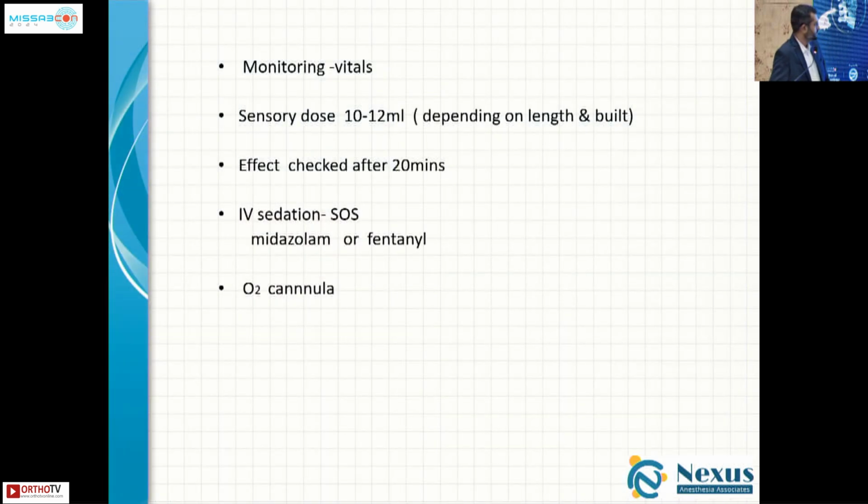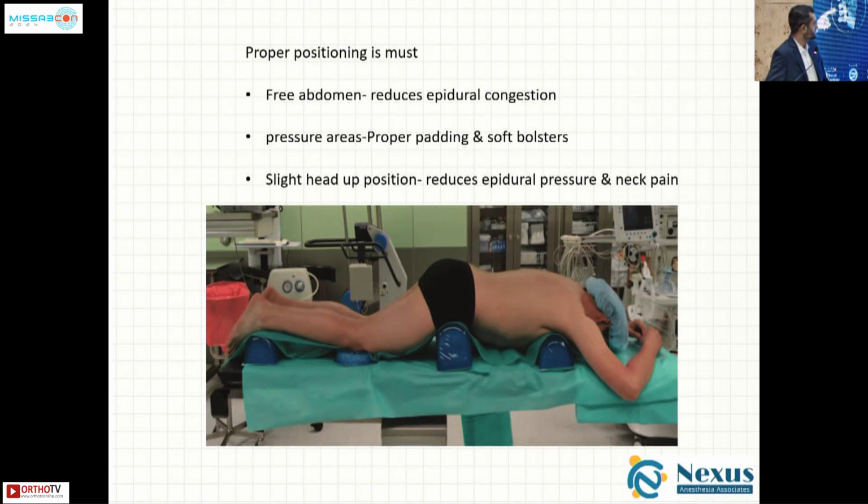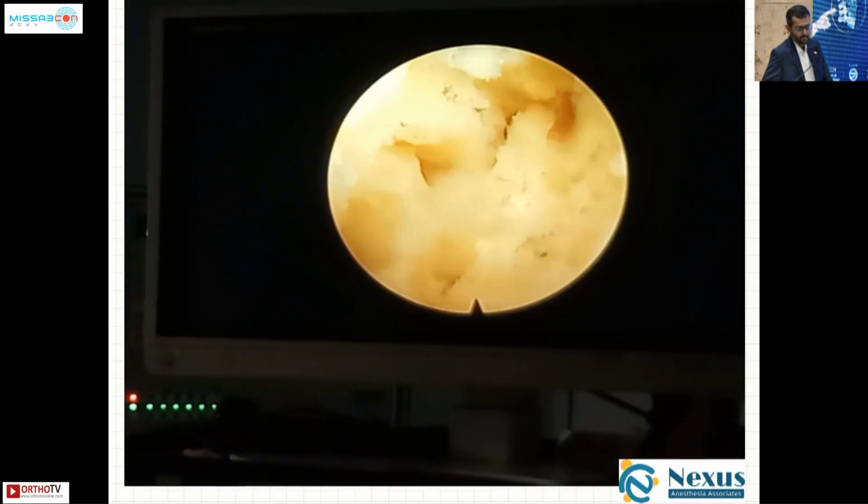The monitor is attached, the sensory block is given, and the effect is checked after 15 to 20 minutes. If required, we give midazolam or fentanyl as sedation. Positioning is a must. The abdomen should be free, and proper bolsters and padding should be used. The patient is given a slight head-up position to decrease epidural congestion and neck pain.